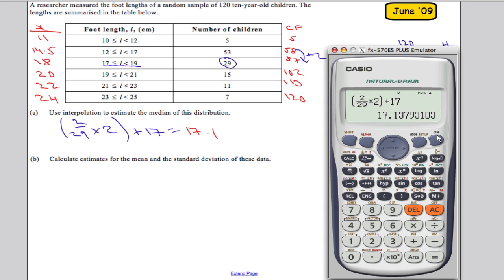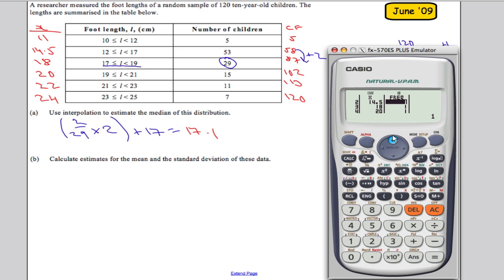So take out the calculator. Let's return to stat mode. Single variable stats. So I'm going to enter the midpoints, x, and then the frequency, which is the number of children. So we've got 11, then 14.5, 18, 20, 22, and 24.